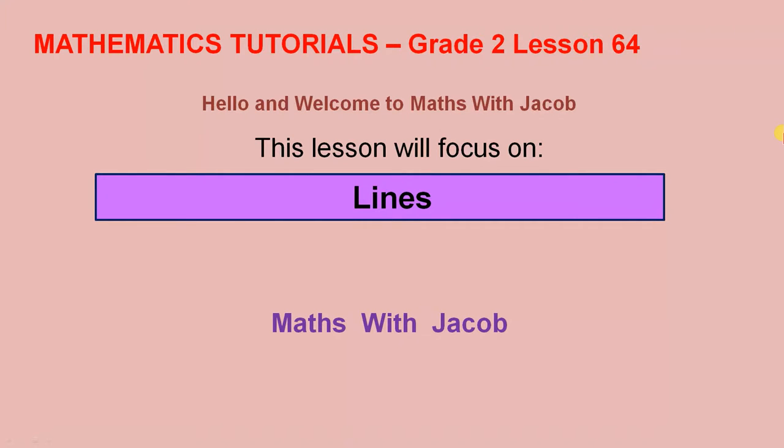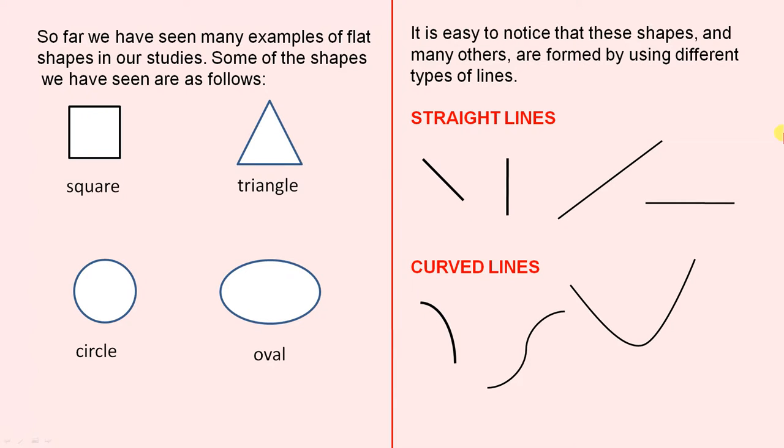This lesson will focus on lines. So far we have seen many examples of flat shapes in our studies. Some of the shapes we have seen are as follows: the square, the triangle, the circle, and the oval. It is easy to notice that these shapes and many others are formed by using different types of lines.